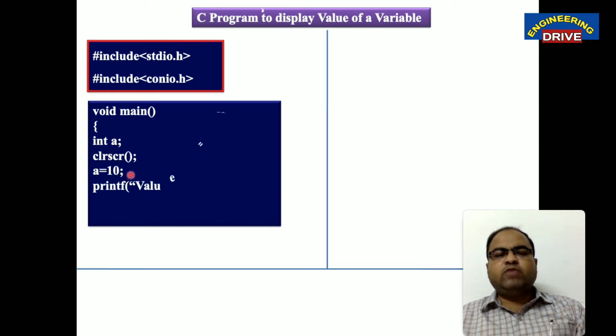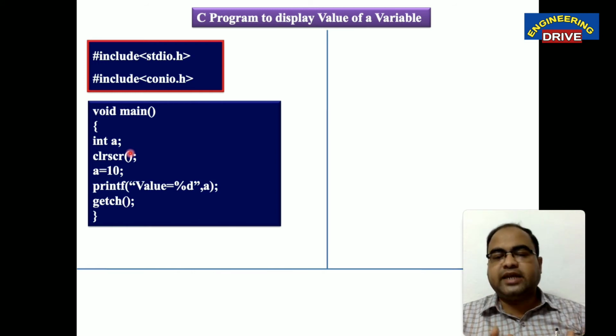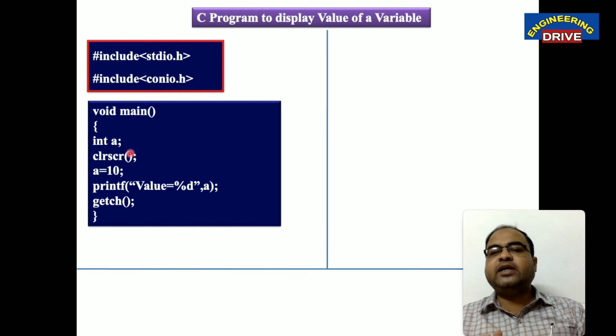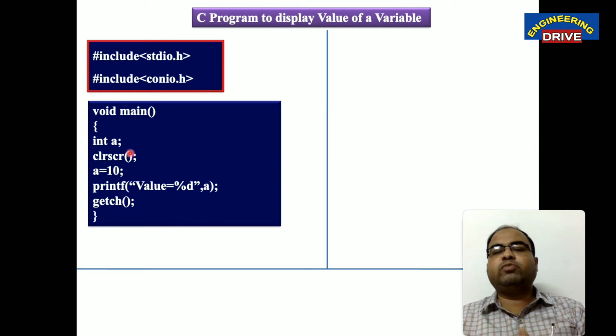Now we can see there is one more function we have used in this program, the clrscr function. The purpose of this function is that it will clear the previous output. Whatever previous output is there on the blank screen where we will see the output, it will erase that output. It is recommended you use the clrscr function after every declaration of the variables to clear the previous output.